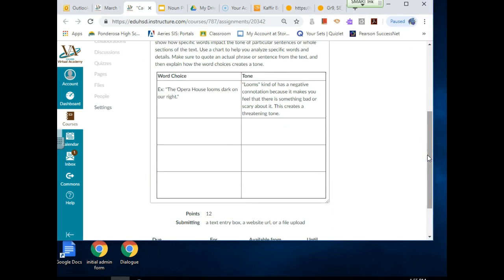So, here's what you're doing. On the left-hand side, you're going to find a quote from the text that you think is a very calculated word choice. Like she wasn't just writing, she specifically chose words. For example, I chose, the opera house looms dark on our right. Now I'm going to go over here and say, what does this show about the tone? In this example, she uses the word looms. Looms has a negative connotation because it makes you feel that there is something bad or scary about it. So when she's saying it looms dark over there, it creates a freaky, mysterious, creepy atmosphere or tone. Excellent. I have an example. You're going to do it on your own.